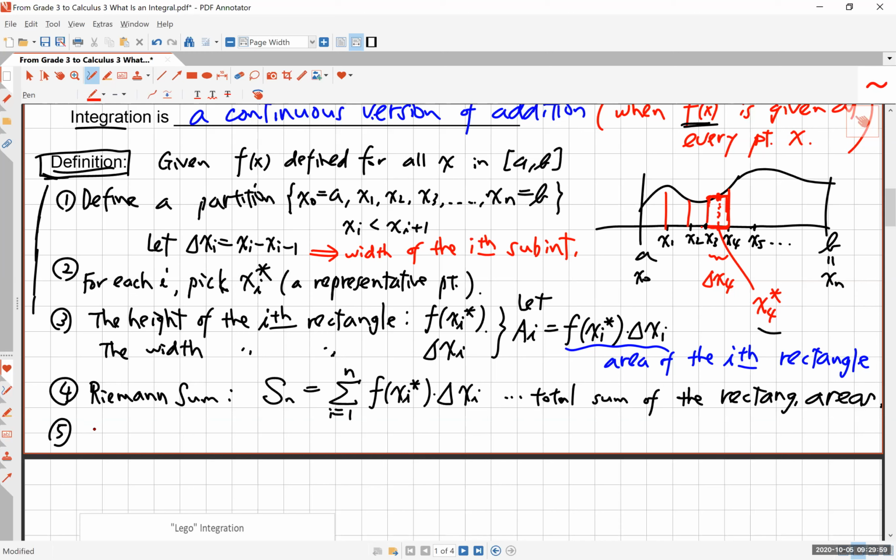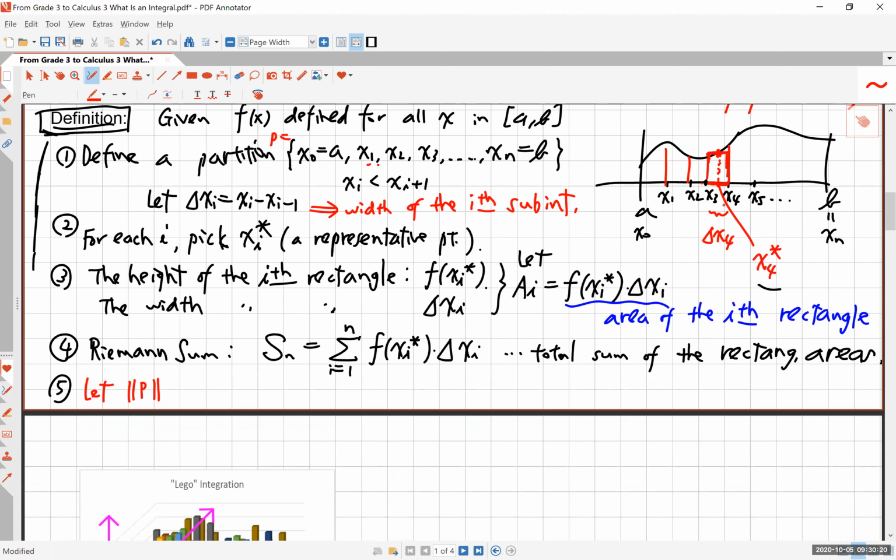Let's say I have one more thing here. What should we call this? The partition, let's call this P. And we can define what the partition P is. So this partition was randomly assigned, and these are randomly assigned points. It's just that x1 has to be less than x2 and so on, and it has to cover all of the interval from a to b. So let the norm of P be the maximum of delta xi.